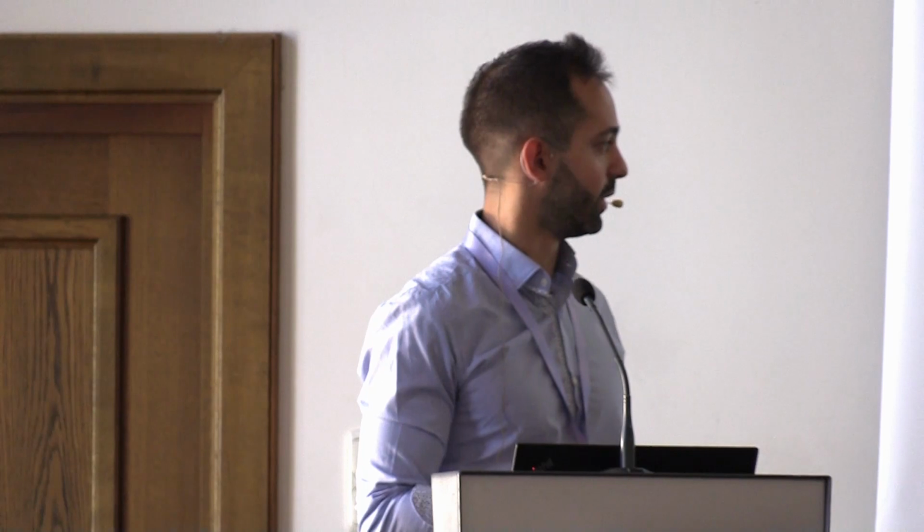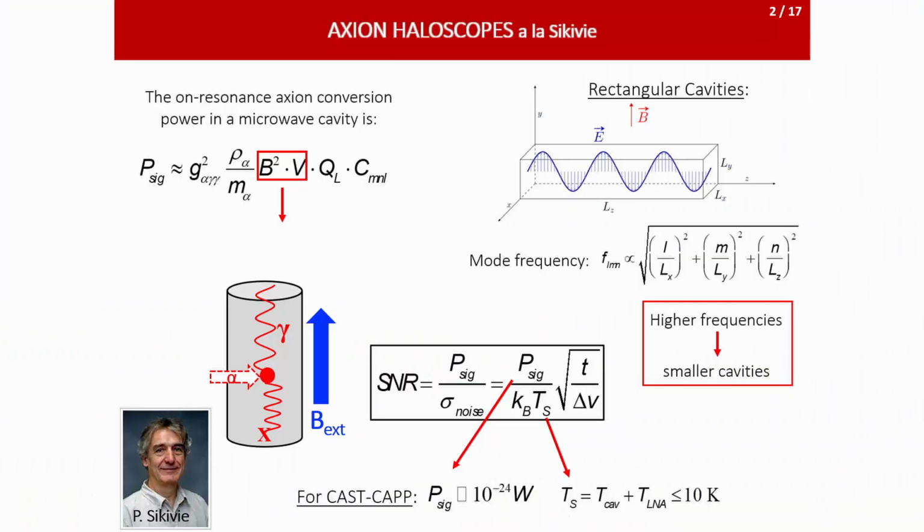You see this from the signal-to-noise ratio, here is the Dicke radiometer equation. It depends on the axion signal power and the uncertainty in the noise. So all experiments try to increase the axion signal power while minimizing the system noise temperature.